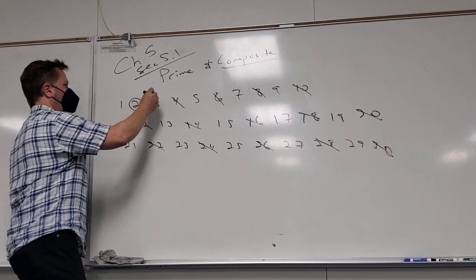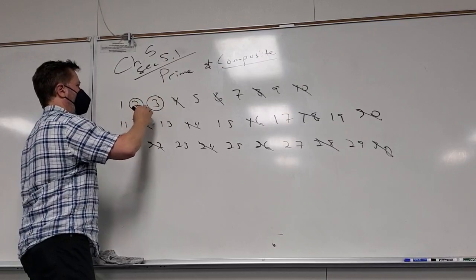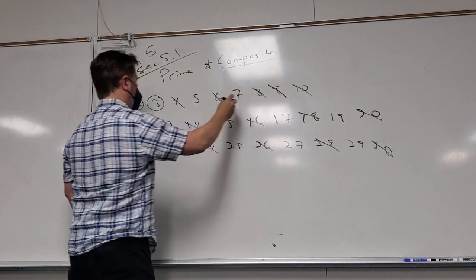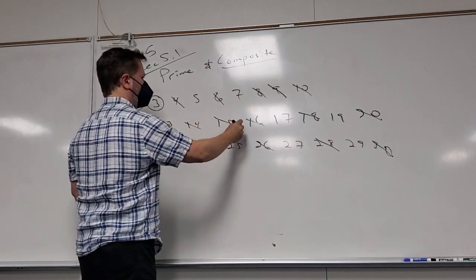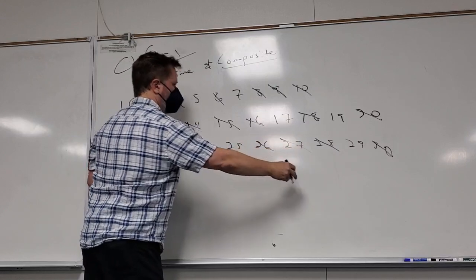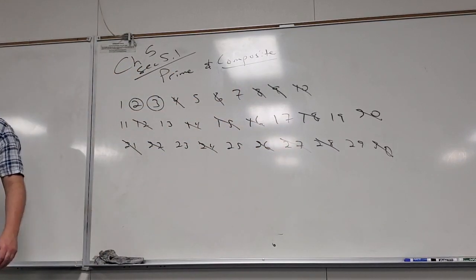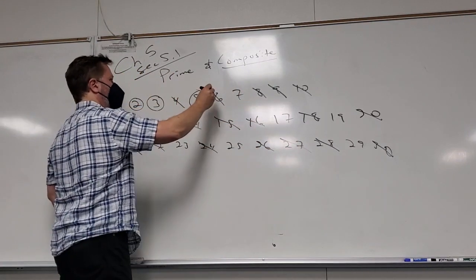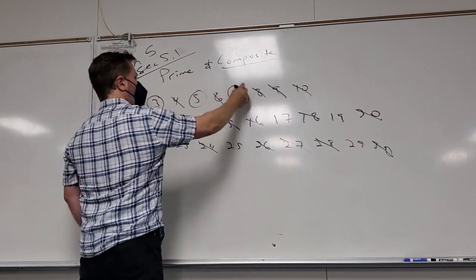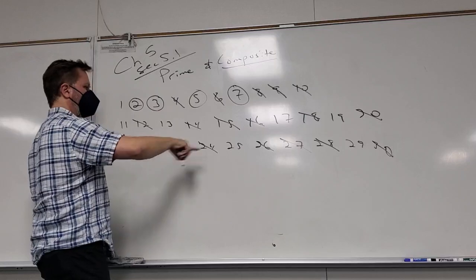Now do the same thing. Now here's 3. If I count by 3, I already killed 6. 9's dead now. 12's dead already. 15's dead now. 21's dead now. 24 was already dead. 27's dead now. Right? If I did that forever, and then you go to 5 and cross off its multiples. And then you go to 7, and you cross off the multiples of 7.